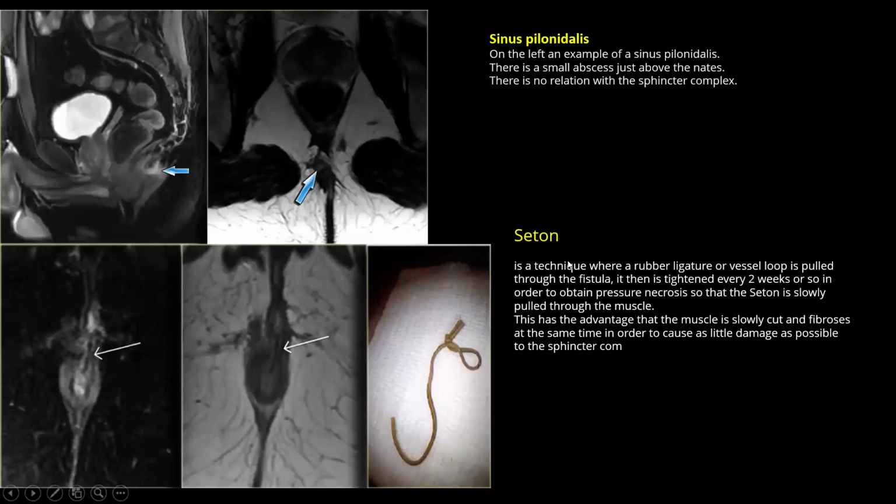Seton is something which has been done from very long time, which is basically what they do is the surgeons put in a rubber ligature, right? This seton, remember, will seem hypointense on all sequences, and you need to really tell about the location of the seton. So what they do is they keep the seton and then they tighten it every 2 weeks or so in order to have some pressure necrosis, so that the seton, when it is pulled slowly through the muscles, it cuts and fibroses in order to cause little damage but causes healing at the same time.